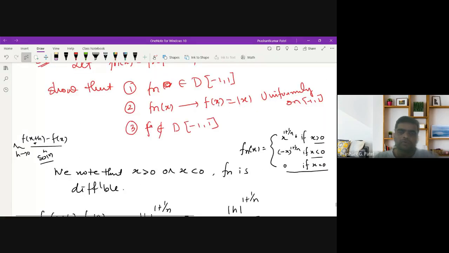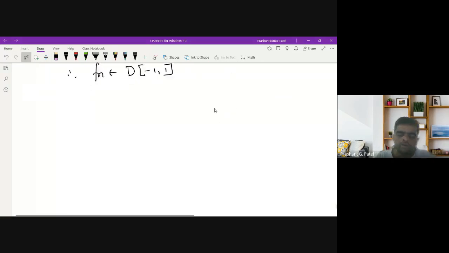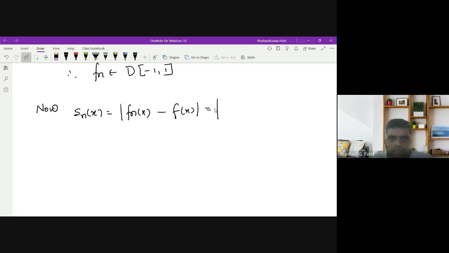Now, to prove the second one, we have to look at the supremum, because here we have a sequence. Fn is a sequence of functions. So to prove that it is uniform convergence, you have to find out Mn. Mn is the supremum of |Fn(x) minus F(x)|. So for that I can now define Sn of x, which is the modulus of Fn(x) minus F(x). Ultimately I have to find out the supremum of this function. But what is Fn(x)? It is (|x| to the power 1 plus 1 by n) minus |x|.